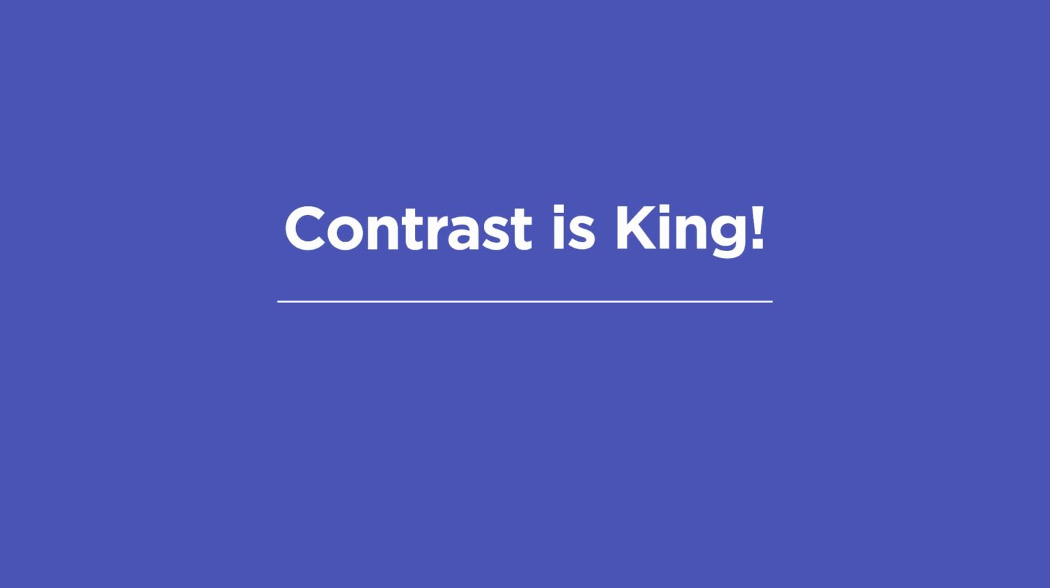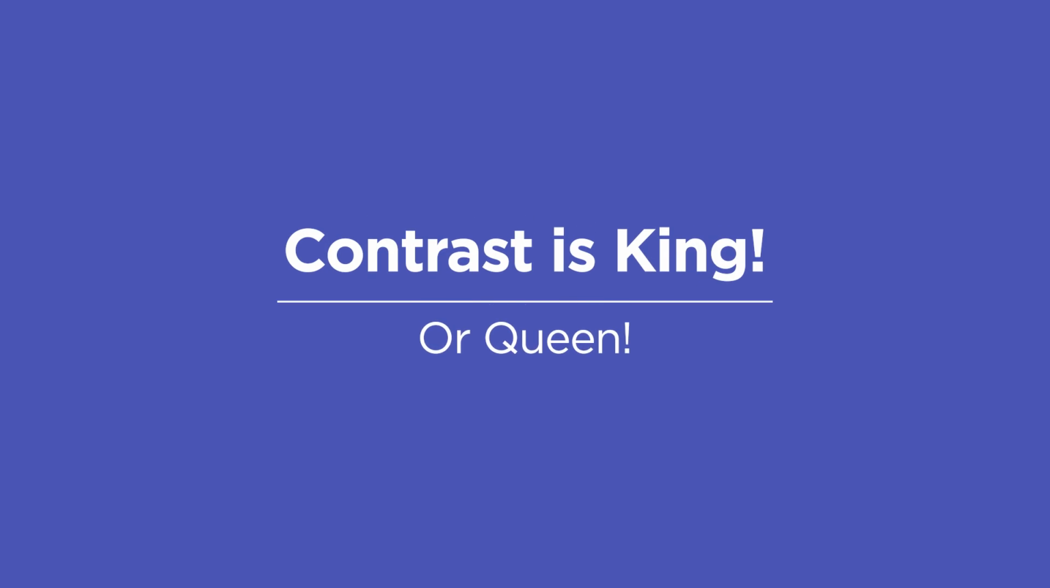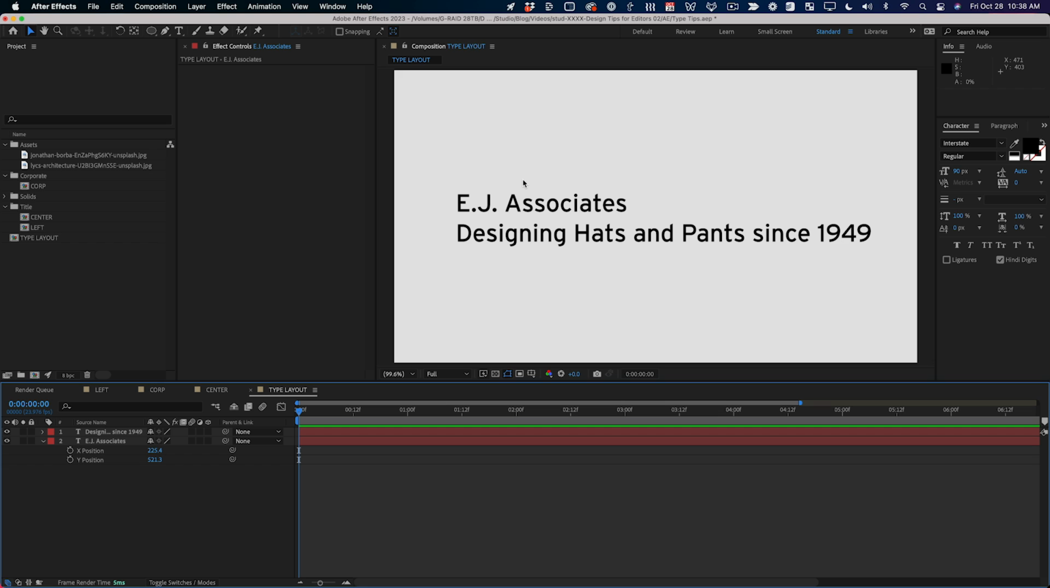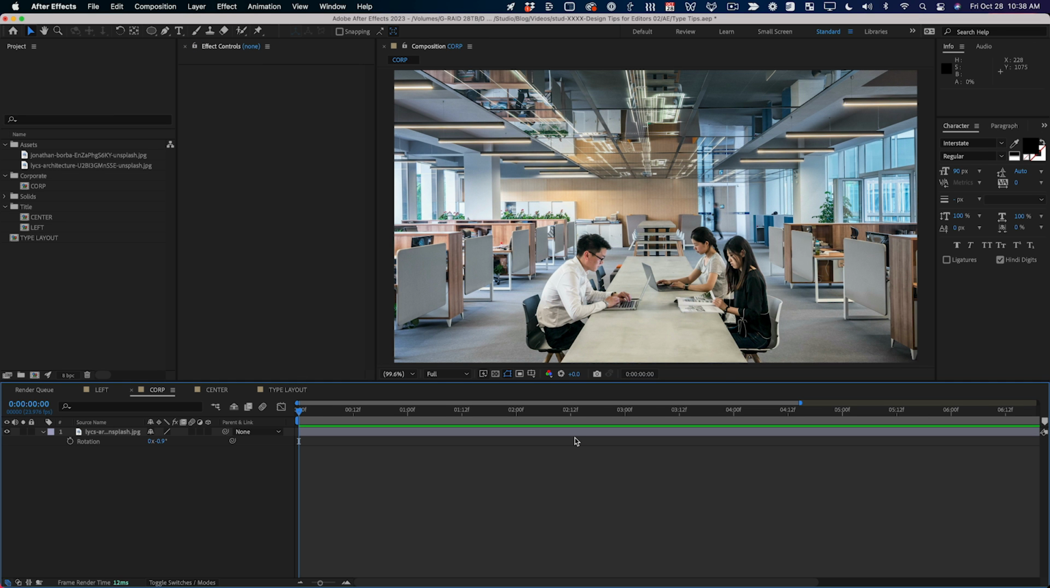And here's the second thing. Contrast is king or queen. So let's say that you need to lay out type that's going to be a title on the end of a video. And you've got two ingredients. You've got the main title, which is going to be the name of your client, EJ Associates. And then this is their tagline that they want underneath that at the end of the video, probably over some very corporate looking shot like this.